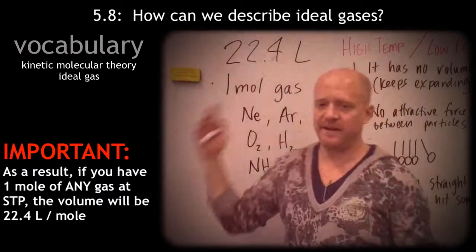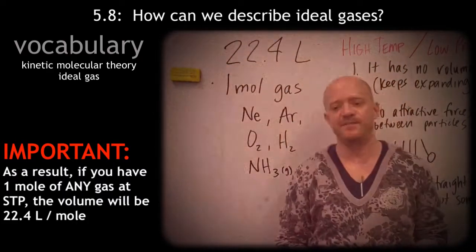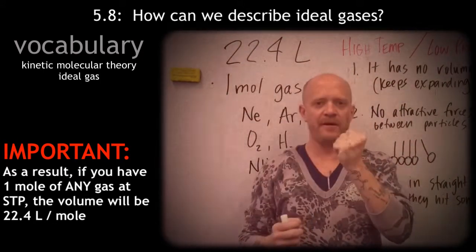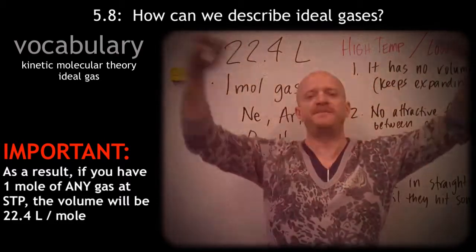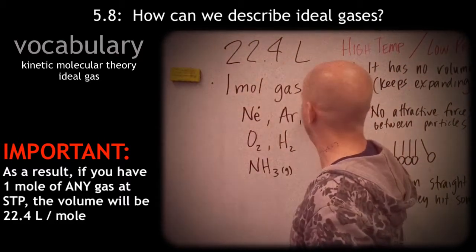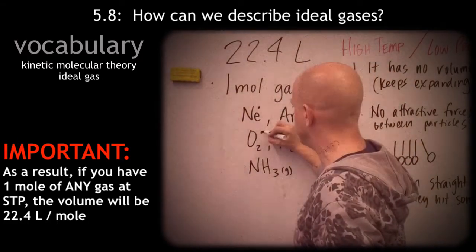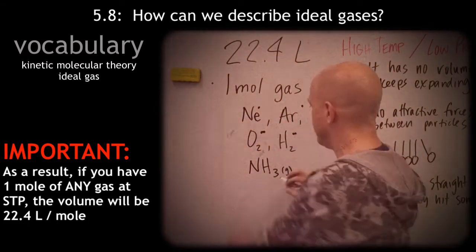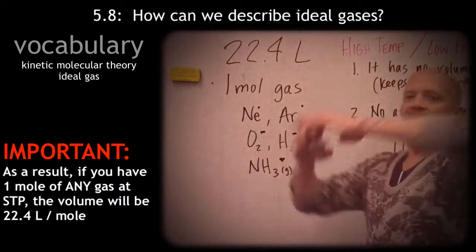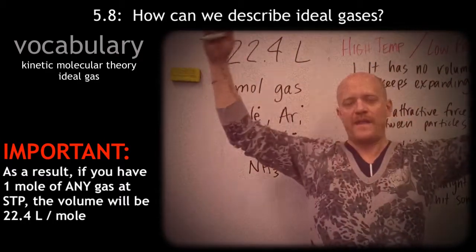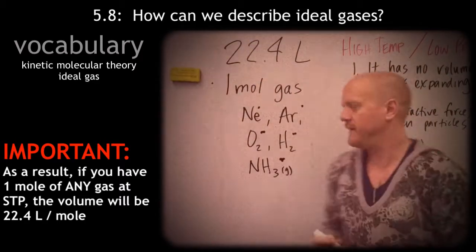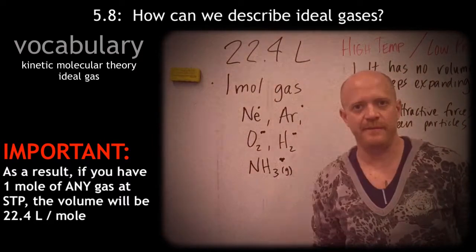And this is because of the behavior of the gas particles. The size of the particle is negligible to the space of the gas. So whether you have neon, which could be 1 little dot, argon, 1 little dot, oxygen is 2 little dots, hydrogen, 2 little dots, ammonia can be 4 little dots. In the grand scheme of things, in a gas sample, they're so far apart from each other that the size of these doesn't really matter.